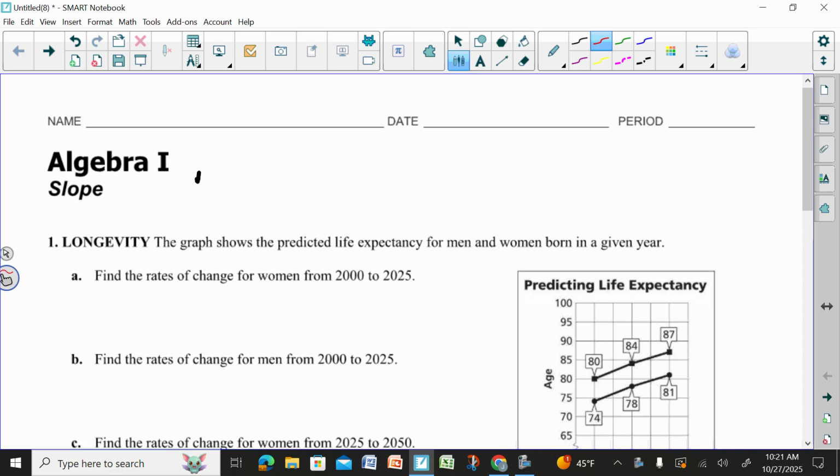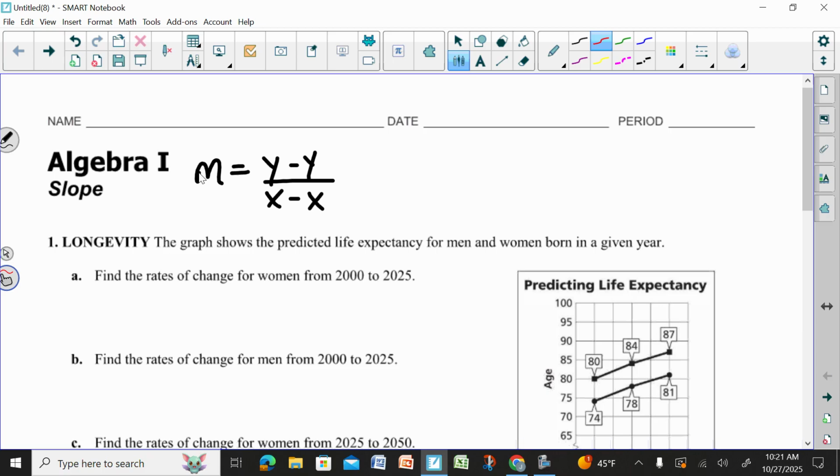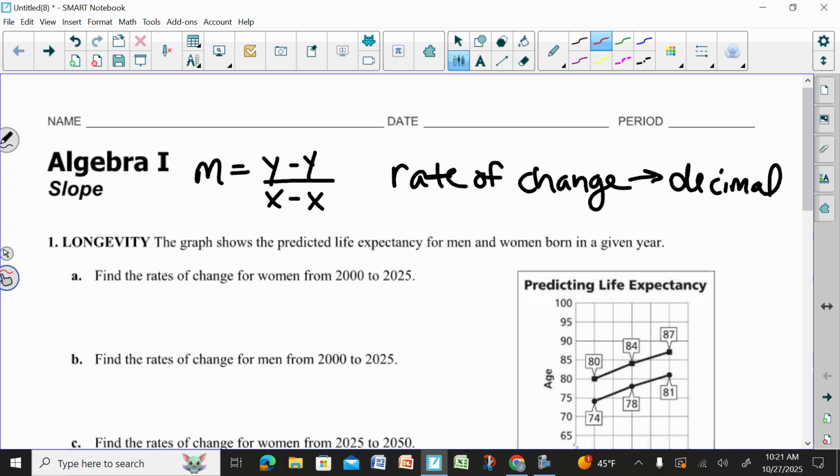And so when we were doing just slope, we just had the slope formula. We're going to still use this formula today. So I suggest that you put that on the top of your worksheet, just like I did there. Okay, we're going to use it for rate of change. So when you do rate of change, though, usually we actually divide it out and we get a decimal answer. It might be a whole number.